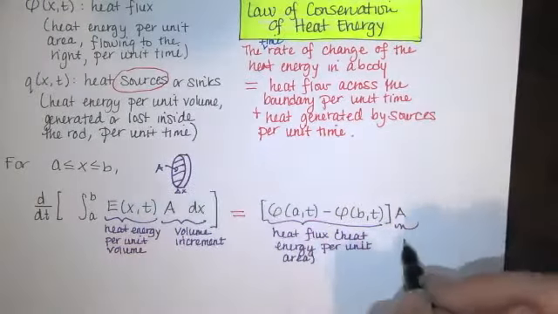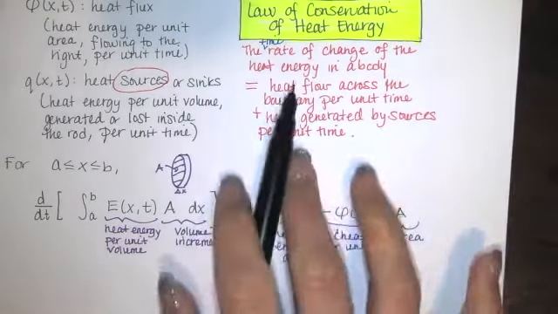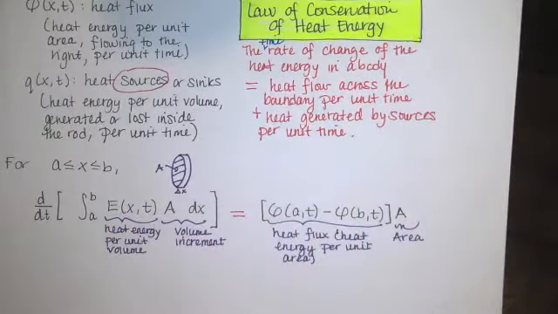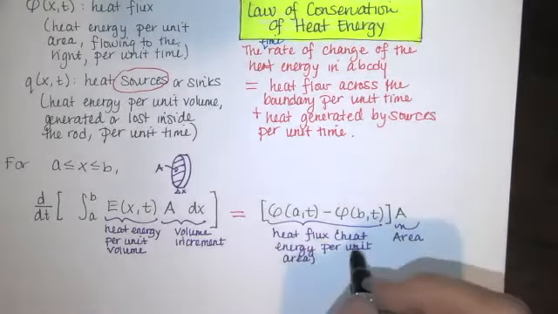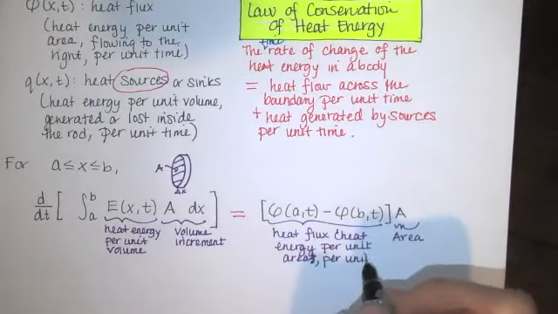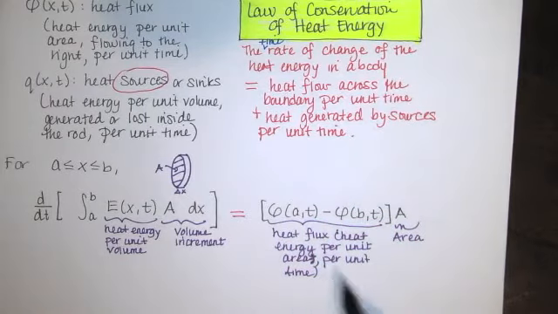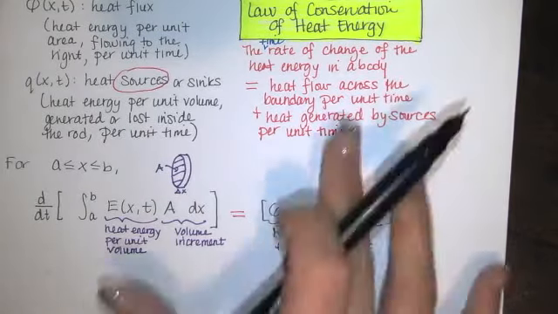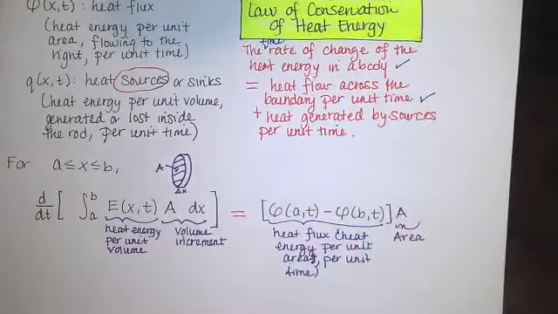Times the area of our little slice there. Okay, so that's the heat flow across the boundary per unit time. This is heat energy per unit area. I should also say per unit time. So that when I multiply these, the areas cancel and we get heat energy per unit time over here. Okay, so that's this piece. We took care of that side, and we're going to take care of that side.